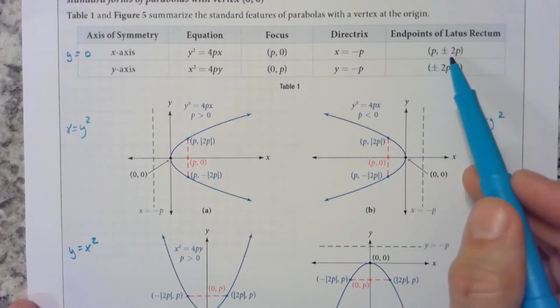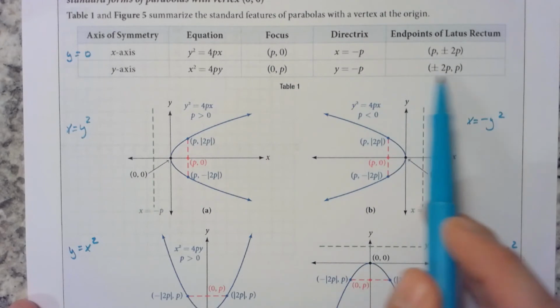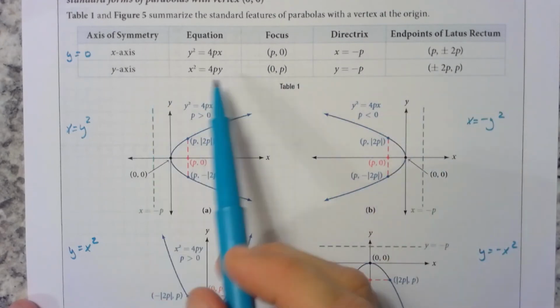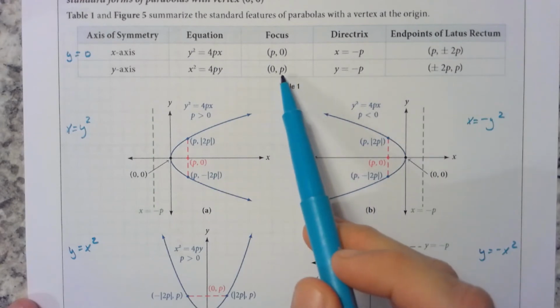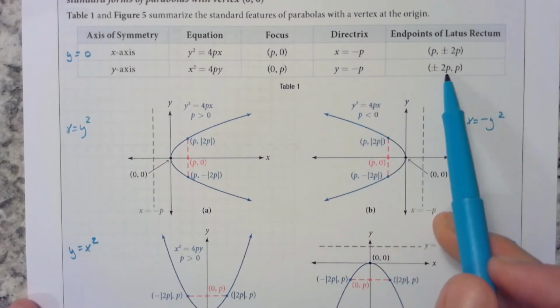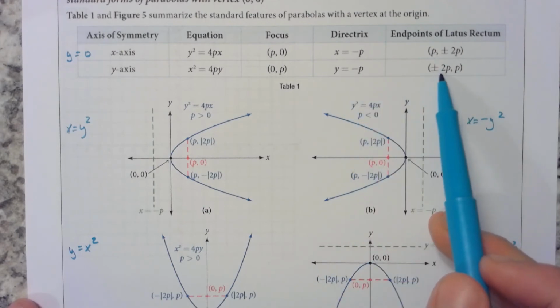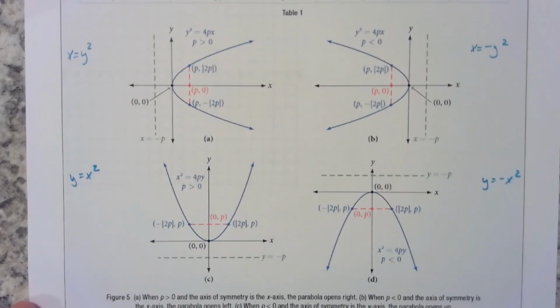And all of these work the same way, except you're switching your x's and your y's. This is the general form of the equation. The focus is (0, p). This time the directrix is at y equals negative p. And we switch these. We have plus or minus 2p, p. That would be the endpoints of the latus rectum. So just until you get used to this new setup for parabolas, you might want to keep this page handy.